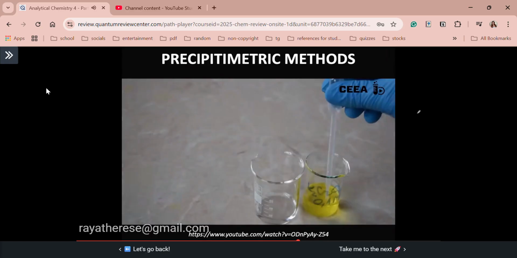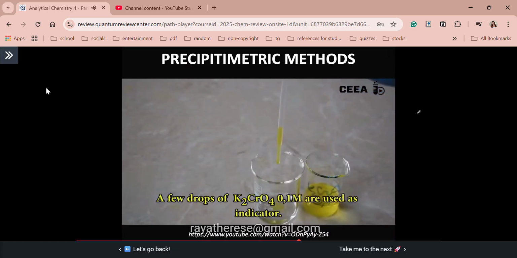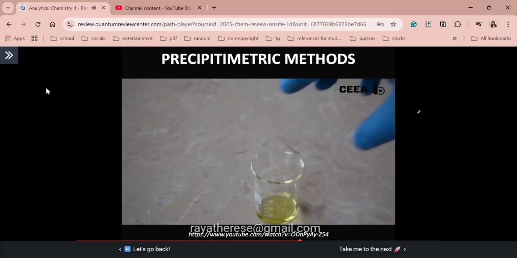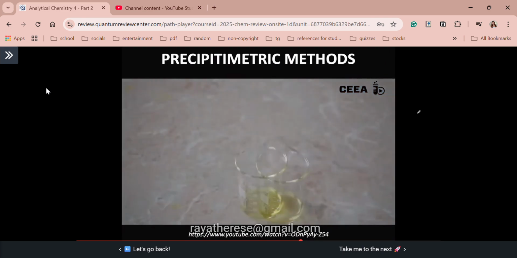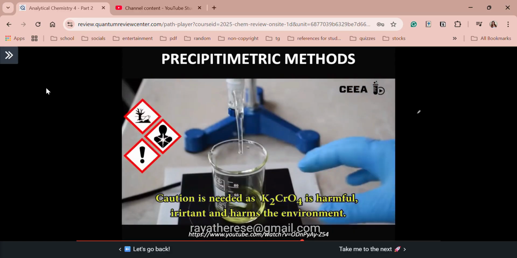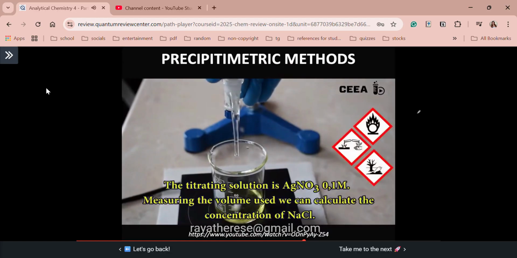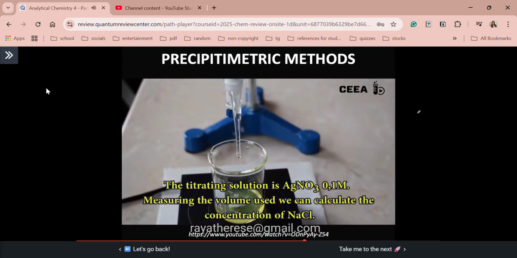Everybody, watch this. We add a few drops of 0.1 molar solution of potassium chromate as indicator. Place the beaker on a magnetic stirrer and titrate the sample with 0.1 molar silver nitrate.